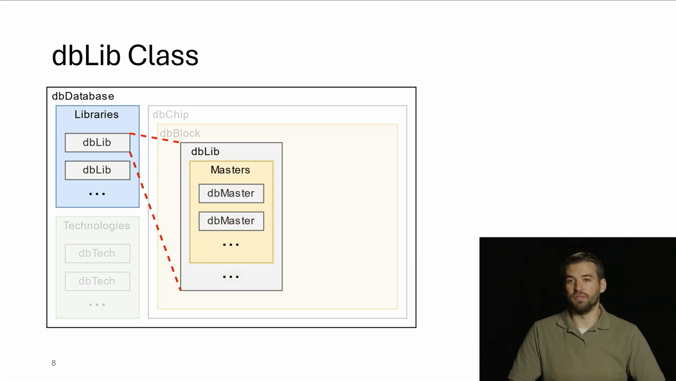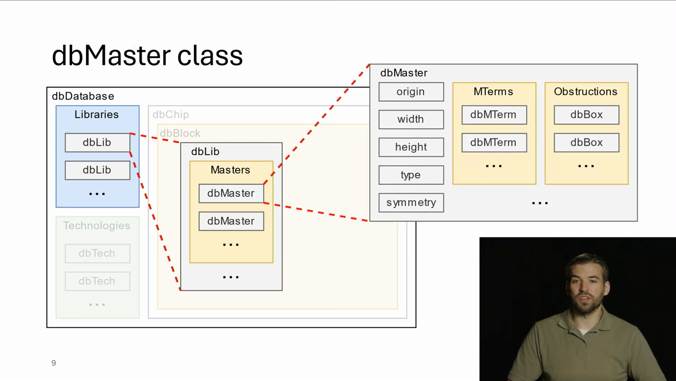So looking inside of the libraries, the dbLib structure, the main thing that is going to be included here is a set of masters. There's, of course, other information that can be included here, but the important thing is the masters. Inside those dbMasters is going to be all of the information that we talked about in the circuit taxonomy and what was stored in the Liberty files and the macro LEF files. So this will be a lot of physical properties like the origin, the width, the height of the cell, the type, the LEF cell type, the symmetry information, and then it's also going to have 2 vectors that are stored in there, the MTerms as well as obstructions.